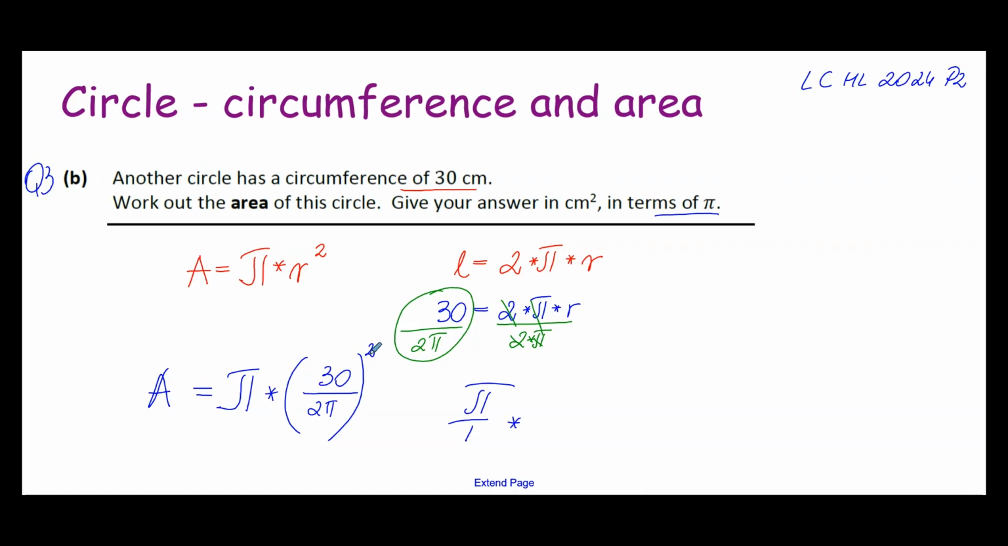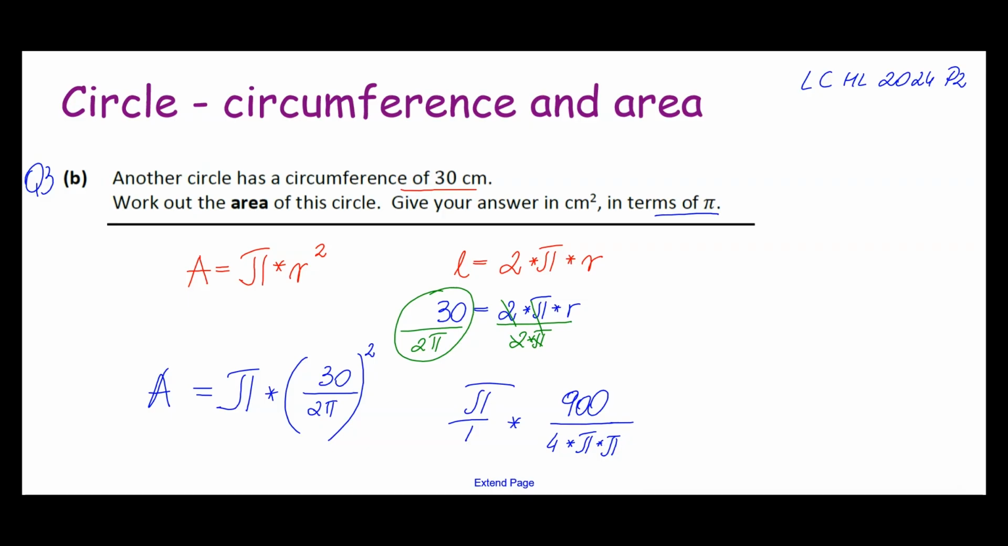30 to the power of 2, so that is what? 900. We put that in the calculator. Then 2 to the power of 2, so that's 4, and it is multiplied by what? Pi to the power of 2. I'm just going to write that as pi multiplied by pi, isn't it? Because that's what it means. Pi to the power of 2.